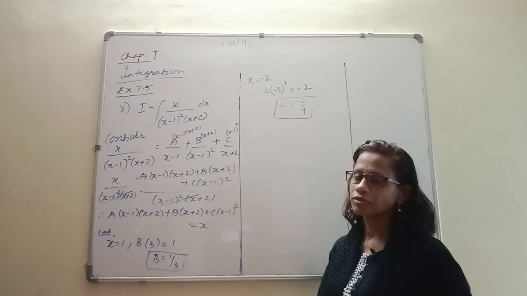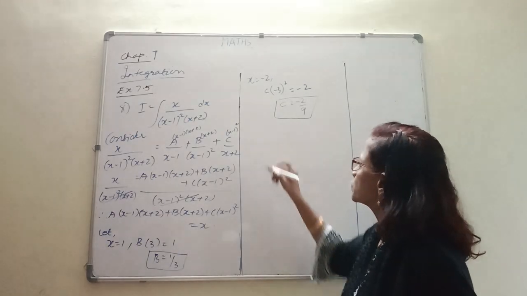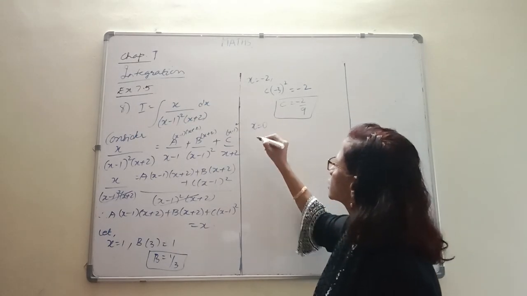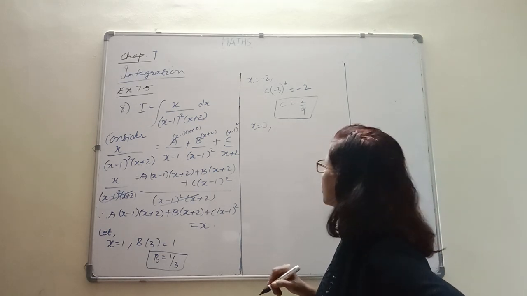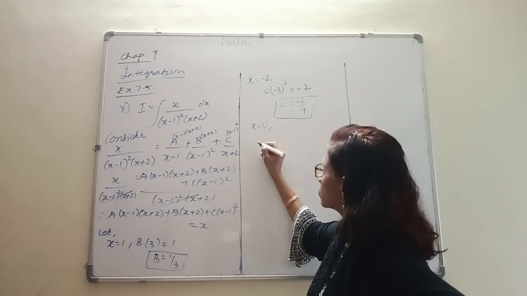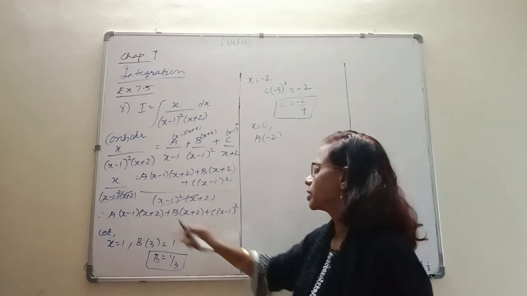Again, we are running short of x values. Let's take x as 0 and see if it's working. Let's look at x equal to 0. So if x is 0, a value we don't know. So a is going to be negative 2. A times negative 2, because 0 minus 2, yeah, negative 2.